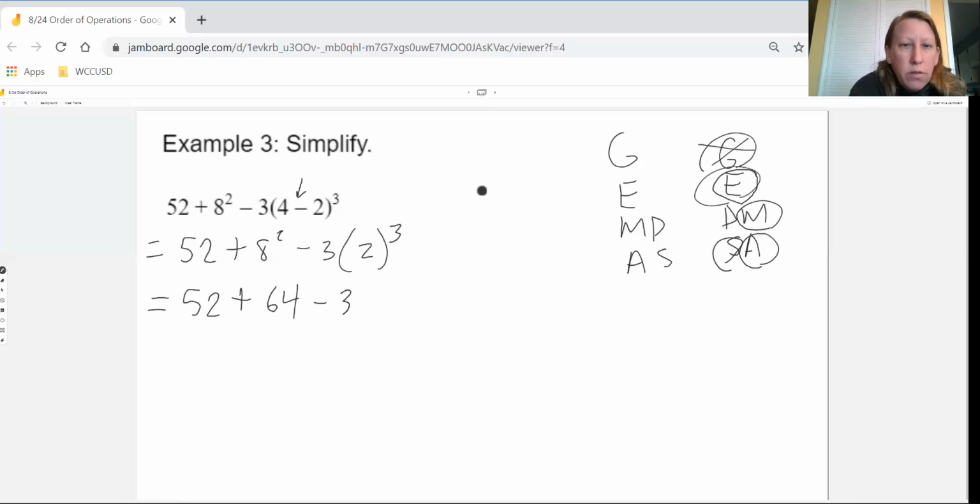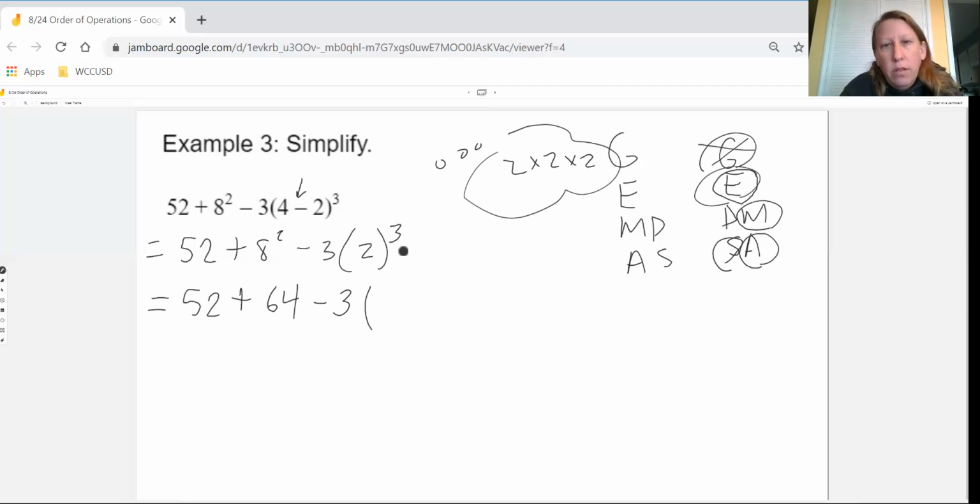And then I'm also going to do 2 to the third power. 2 to the third power is 2 times 2 times 2. Do we know what that is? Just thinking. 2 times 2 times 2. Good, that's 8. All right, so I've done both exponents. So I've simplified my grouping symbols. I've dealt with both exponents.